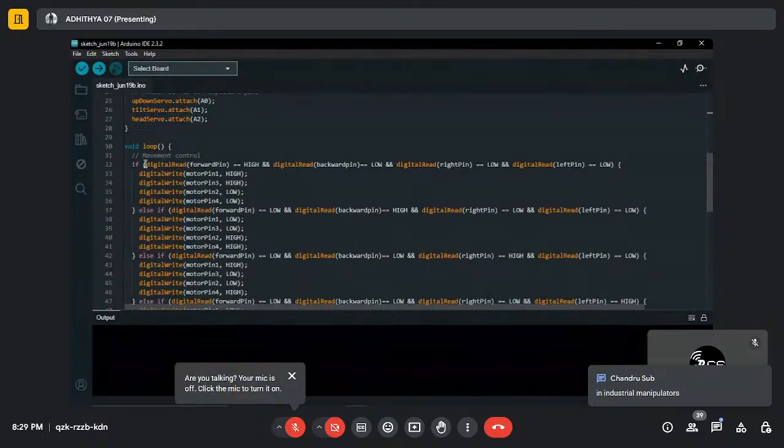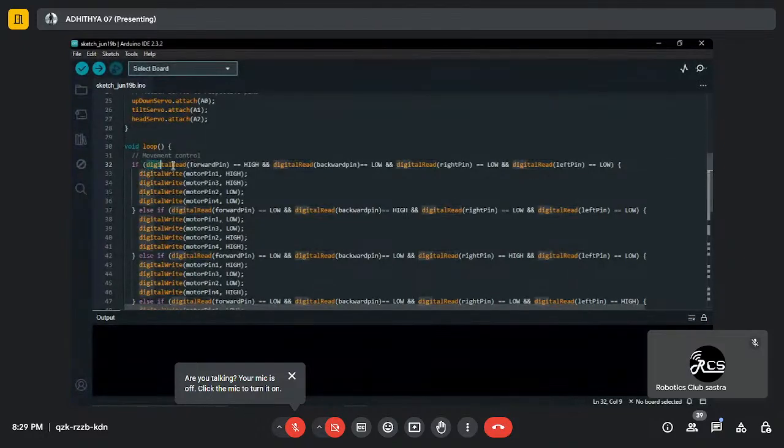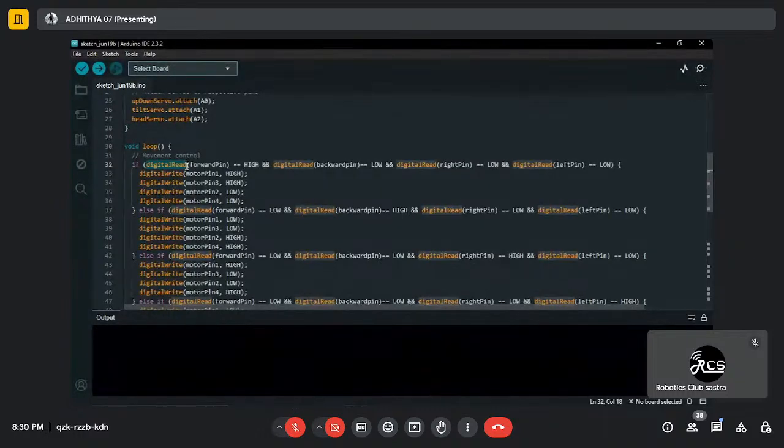In here, first I have used digital read. Digital read reads a value of 0 or 1 depending on the pin. When you give digital read to the forward pin and the button is clicked, that pin alone will be high, so we know it needs to go forward. Since they are given as motor pins 1, 2, 3, 4, pins 1 and 2 are for one motor, and 3 and 4 are for the second motor. Pin 1 is forward for one motor and pin 3 is forward for the other motor. Pin 2 is backward for one motor and pin 4 is backward for the other motor.